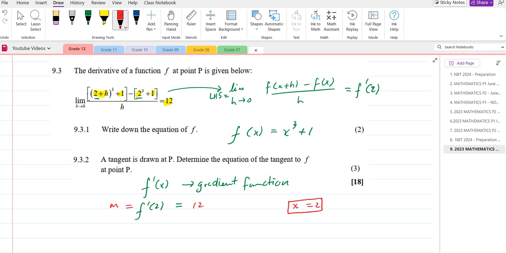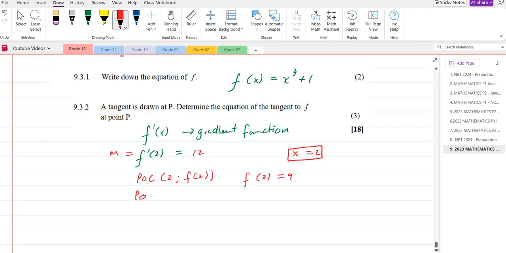Now we know the gradient is 12. Now if I substitute, where's the point of contact? The point of contact is 2 and f of 2. So what is f of 2? F of 2 is substituting 2 inside this equation. F of 2 is equal to 9. So I know my point of contact is (2, 9), and the gradient is 12.